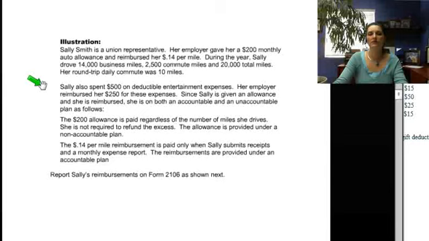Since Sally is given an allowance and she is reimbursed, she is on both an accountable and a non-accountable plan at the same time. The $200 allowance is paid to her regardless of the number of miles she drives. She is not required to refund the excess. The allowance is provided under a non-accountable plan. But the 14-cent per mile reimbursement is paid only when Sally submits receipts and a monthly expense report. The reimbursements are provided under an accountable plan. So Sally should report her reimbursements on Form 2106 as shown next.